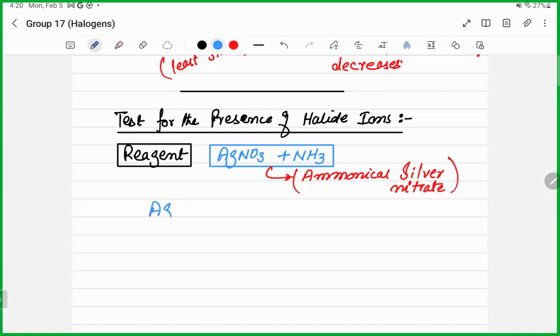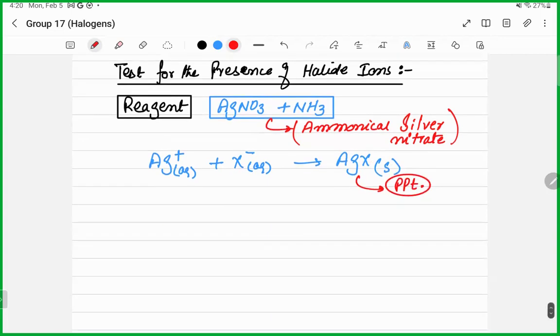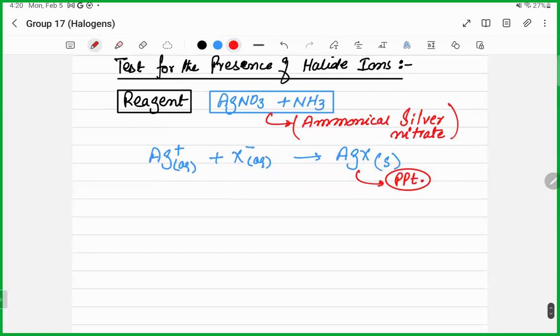In ammonical silver nitrate you have Ag positive and we used as aqueous plus. अगर आपके पास कोई भी halide ion होगा aqueous तो ये react करेंगे and they form the precipitate of silver halide. ठीक है, यहाँ पर आपके पास silver halide के precipitate form होंगे. Clear? And these precipitates have different colors.